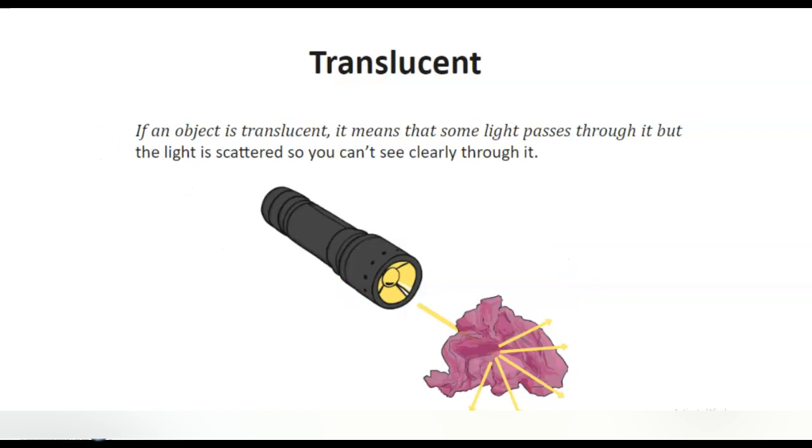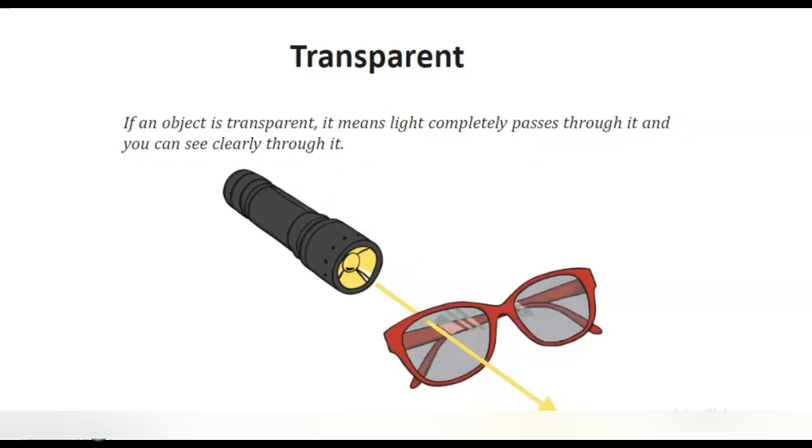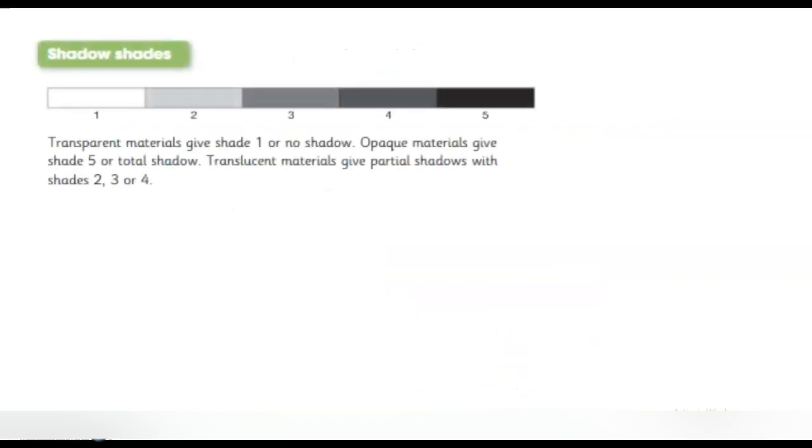If an object is translucent, it means that some light passes through it, but the light is scattered so you can't see clearly through it. You can see that the light is moving in a straight line, but not all the light is coming through. Transparent. If an object is transparent, it means light completely passes through it and you can see clearly through it. Now, we have shades of shadows. Number 1, being transparent, you can completely see through it. Number 5, totally opaque. 2, 3 and 4 would be translucent materials.